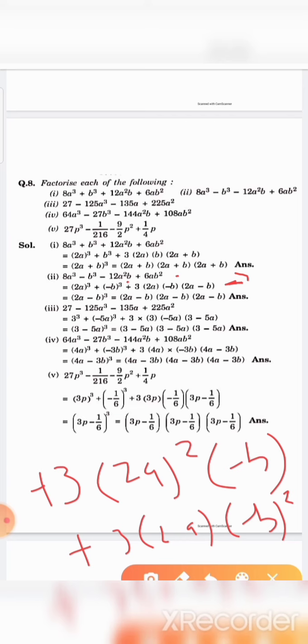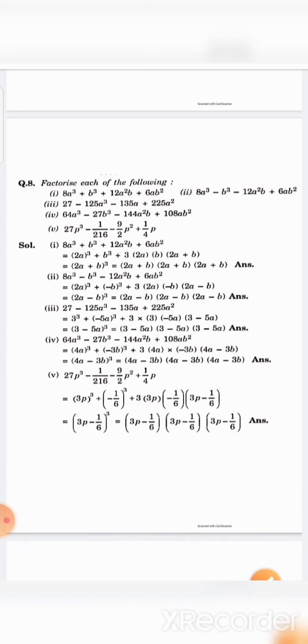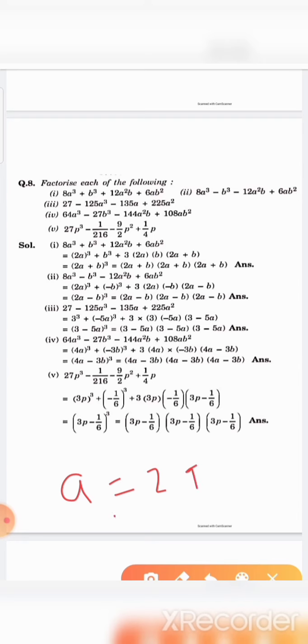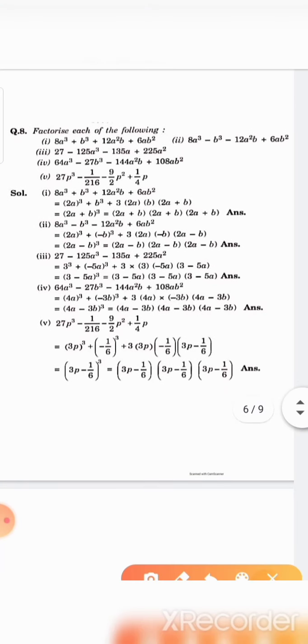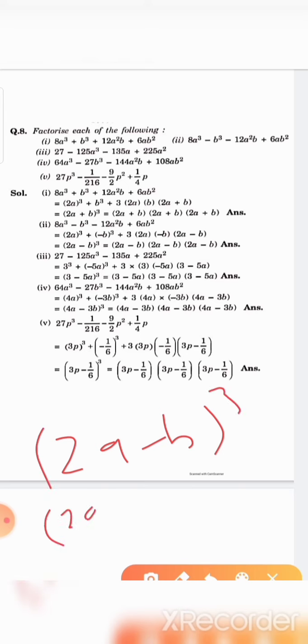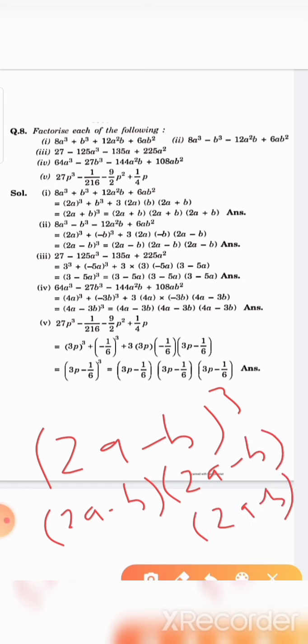So the factor from identity number 6 is a plus b whole cube, and comparing the terms we get a is 2a and b is minus b. Substituting in the factor, we get a minus b whole cube, which means 2a minus b whole cube. Whole cube means 3 times bracket multiplication. So 2a minus b into 2a minus b into 2a minus b is the 3 times product of 2a minus b. So the factor of our polynomial is 3 times multiplication of 2a minus b.